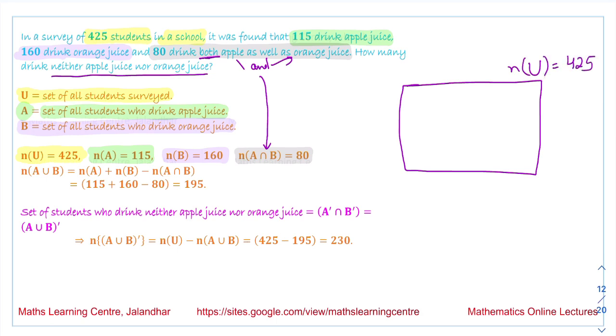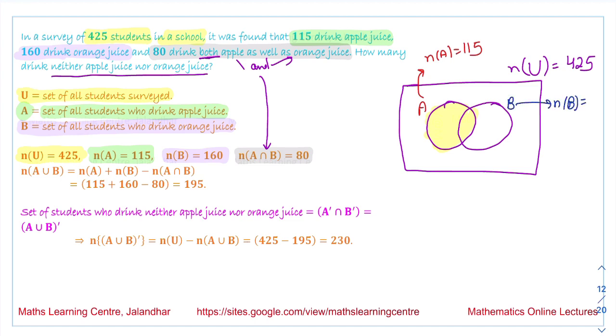So we are talking about the situation over here that the number of elements in universal set is 425. The number of students who drink apple juice, suppose it is this portion, we are saying those who drink apple juice, this is the set A. So the number of elements in set A is 115. The number of elements in set B is equal to 160.